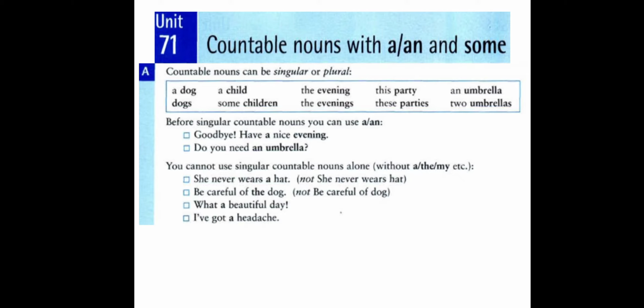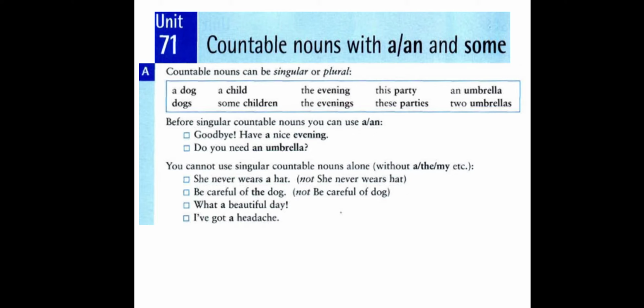The last example is an umbrella. Umbrella is singular. That's why we use the article an, because it starts with the vowel u. That's why we say an umbrella. On the other hand, two umbrellas is plural here, so we don't use the article an because it is plural.